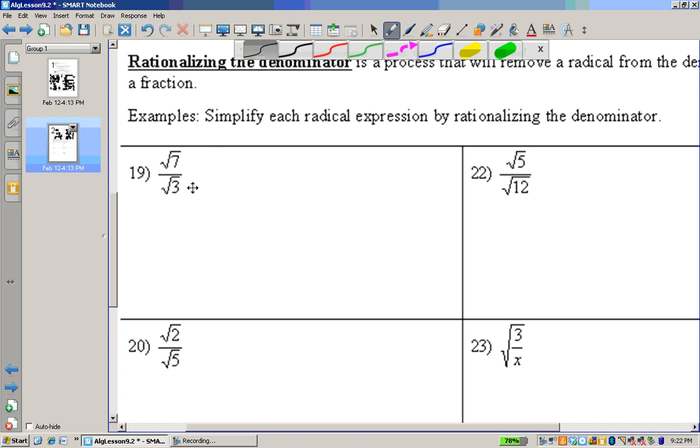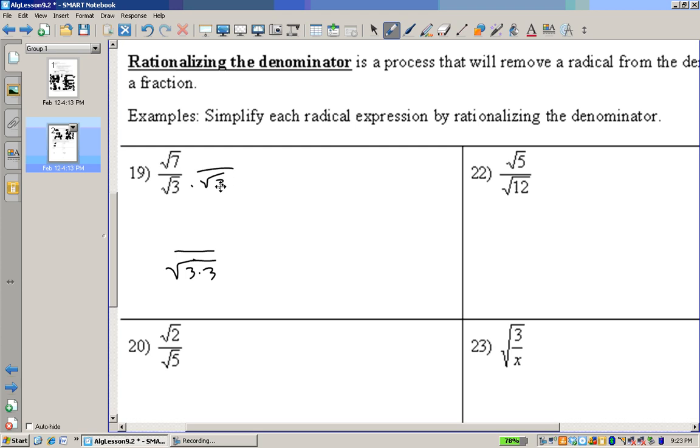Wouldn't it be nice? It would be very nice if this number suddenly had 2 3's in the bottom. That way, if we have 2 3's in the radicand, we could pull 1 out and we just have a 3. That's what we'd like to do. Now, to do that, I'd have to multiply by the square root of 3 here on the bottom.